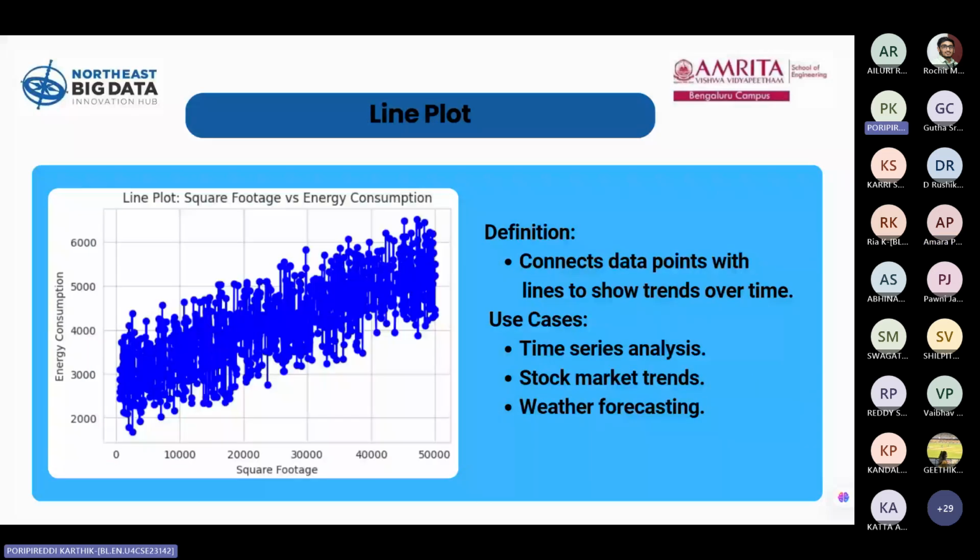So this is a line plot where the points are connected using lines to show trends over time. Suppose time is fixed and time is the independent axis. Over time, how the entity is changing, whether it's increasing or decreasing, to find that out we use line plots. It is generally used in the stock market. If anyone of you does some trading, you will be seeing these line graphs, line plots, in that. Okay, Karthik, next.